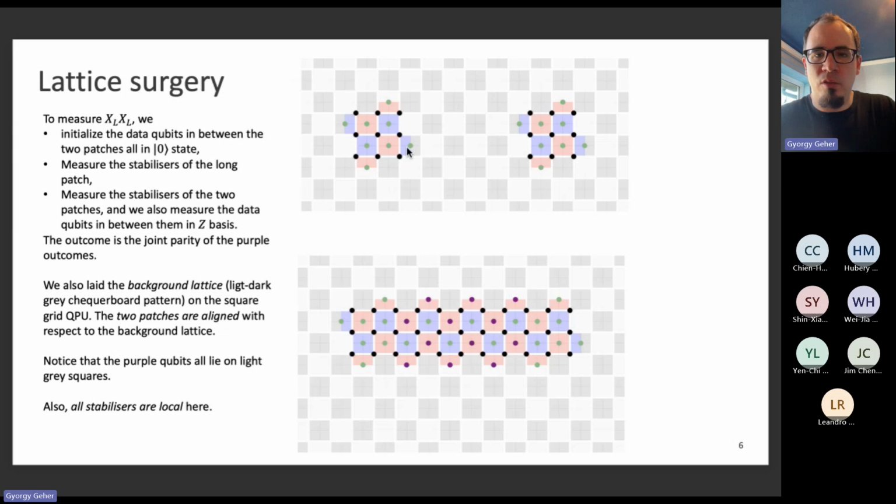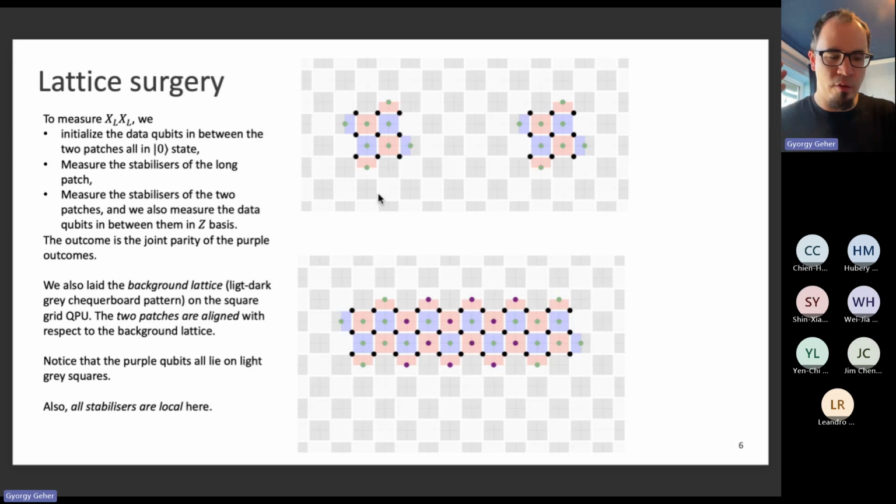So we laid two patches on this hardware, and they are aligned with respect to the background lattice. Which means that all the red plackets are on top of white squares, like also here. And the blue plackets are on top of the gray plackets, also here. And if this is the case, and we were to measure X-logical tensor X-logical, then it's easy to do that using only local stabilizers.